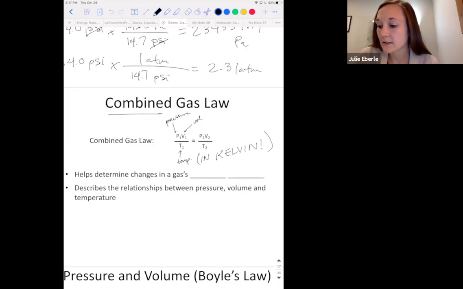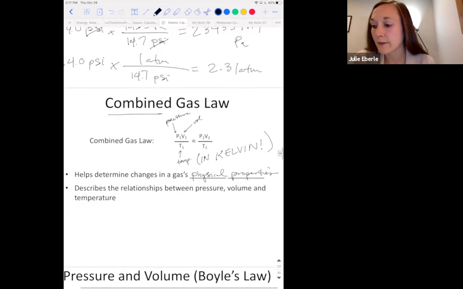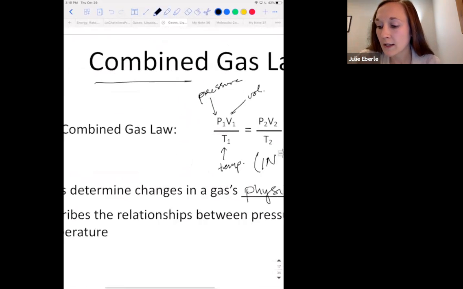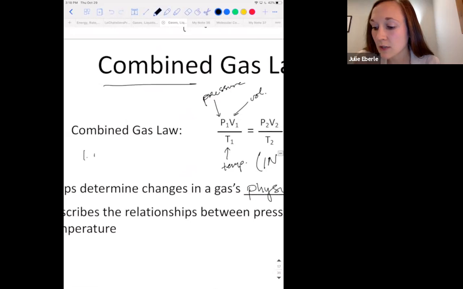All right, these determine changes in the gas's physical properties, and describe the relationship, just like it sounds, between pressure, volume, and temperature. And what the P1, V1, T1, and the subscript of the 2 stand for: the 1 is going to be an initial set of conditions, and the 2 is going to be your final set of conditions.